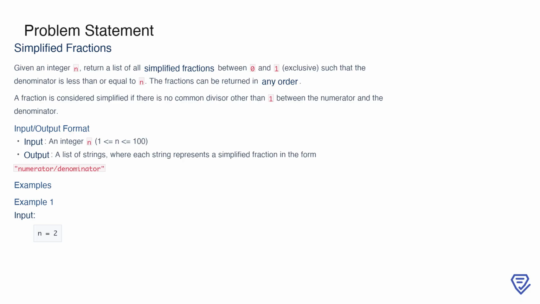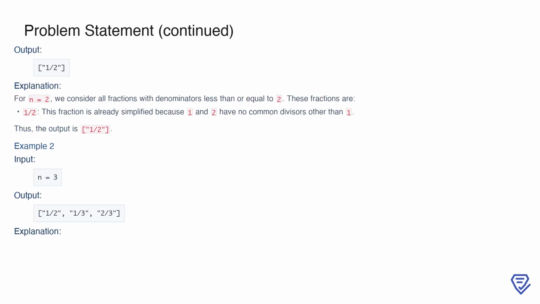The input to the problem is a single integer n, which will range between 1 and 100, and the output is a list of strings, each representing one of these simplified fractions. The fractions can be returned in any order, as long as they meet the criteria of being simplified and within the specified range. Let's look at the first example.